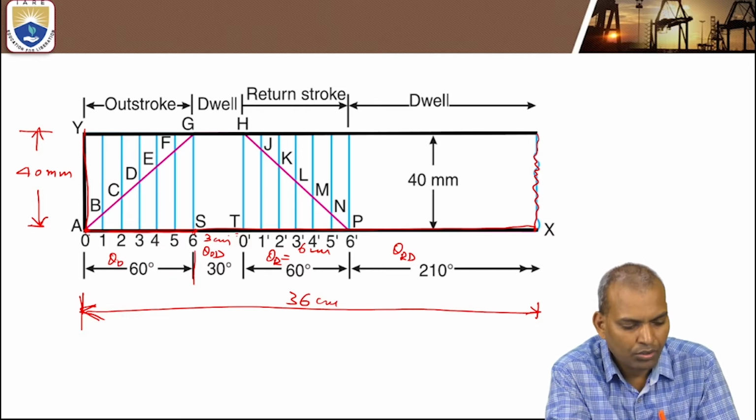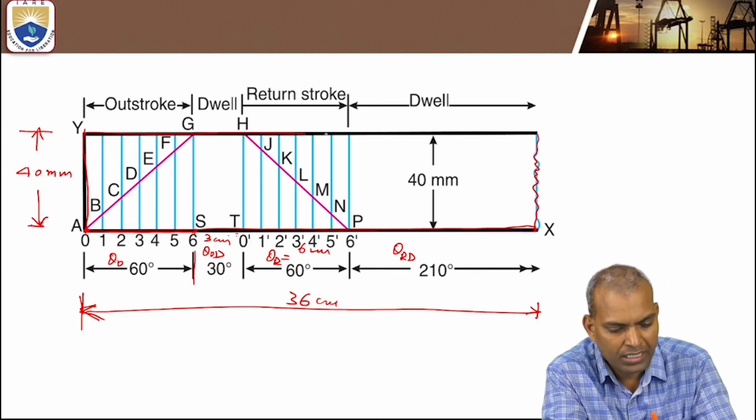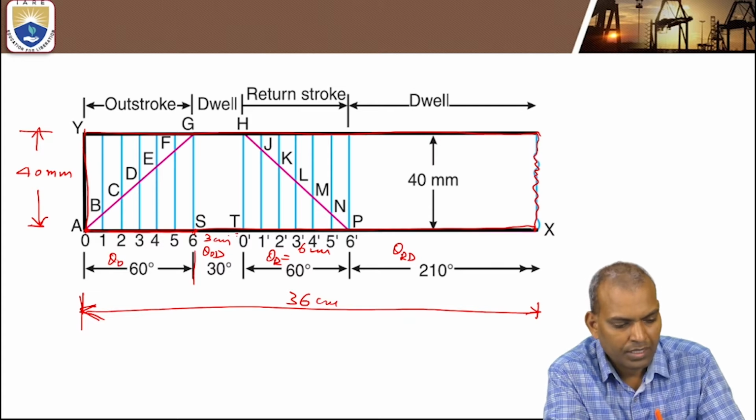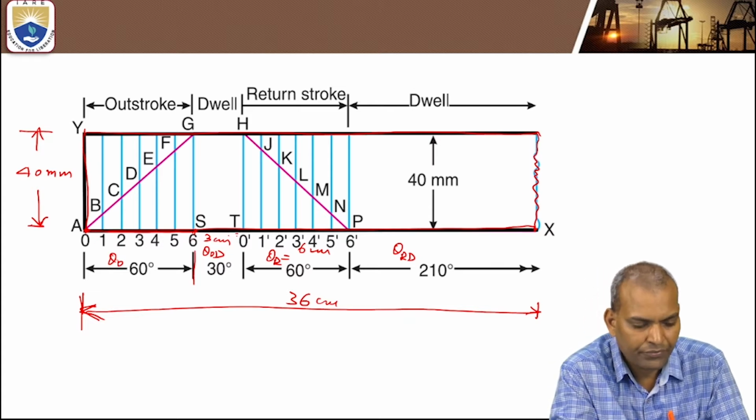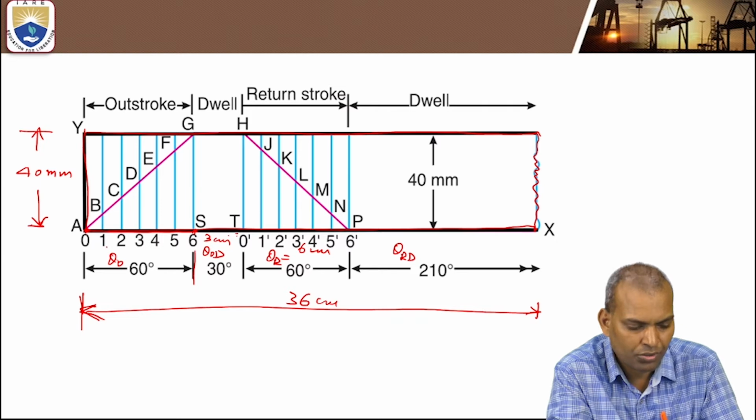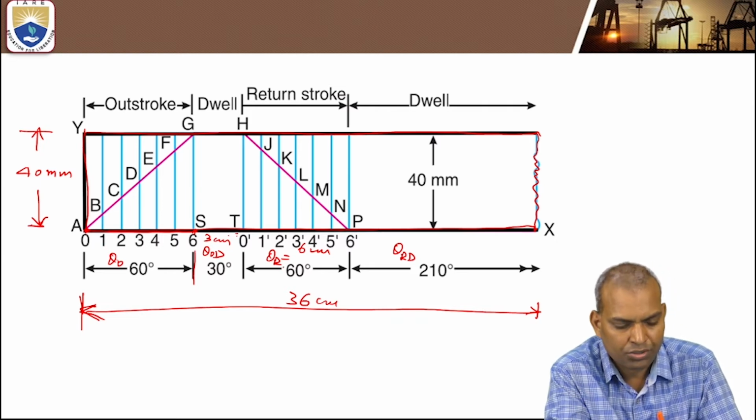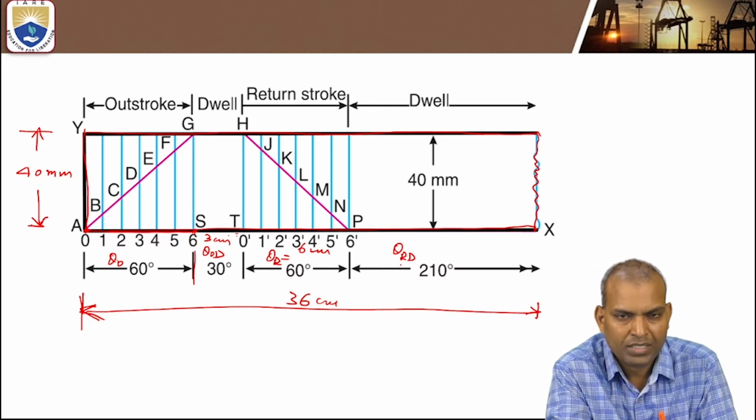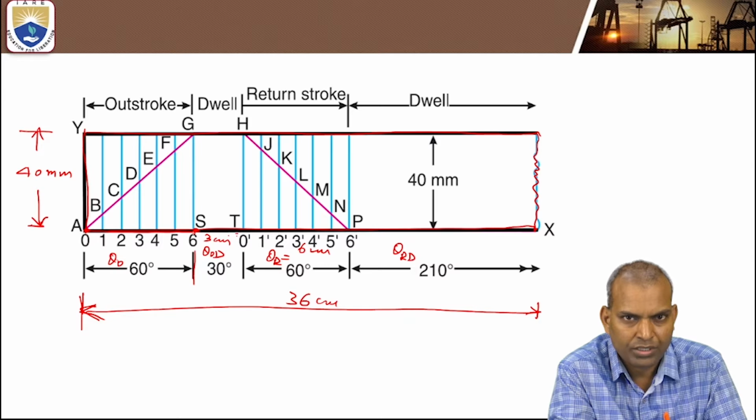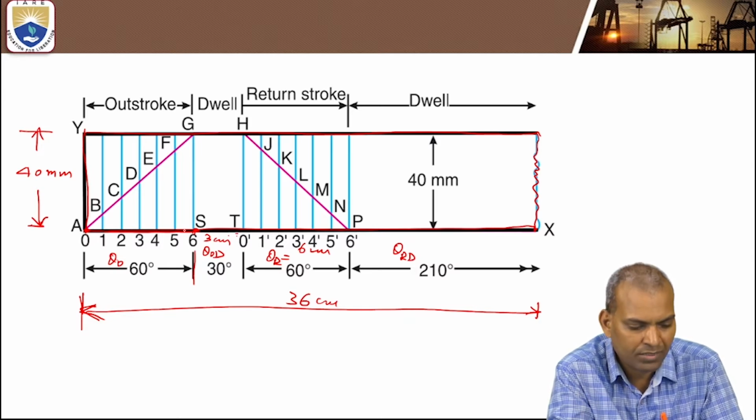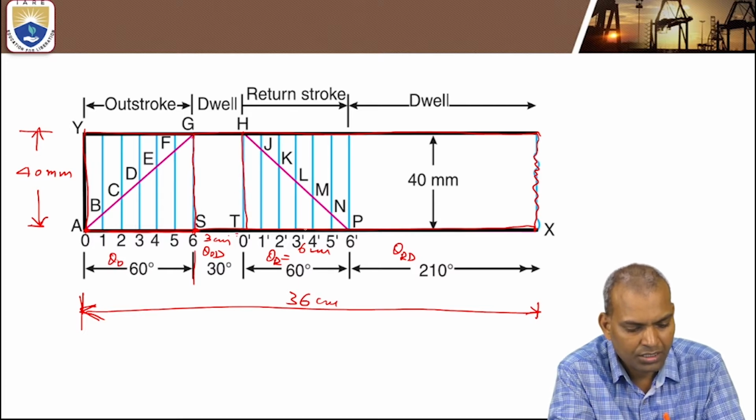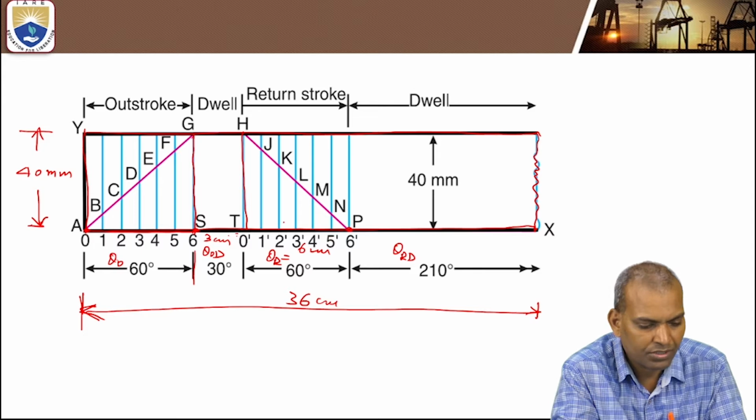Now, after completion of this rectangular portion, what to do? Make a partition of theta outstroke, theta dwell during outstroke, theta return stroke angle, and theta dwell during return stroke. So after that, divide these parts, that is 60 degrees, that is 6 centimeters. Then again, that is S to T, that is 3 centimeters, and T to P is 6 centimeters.